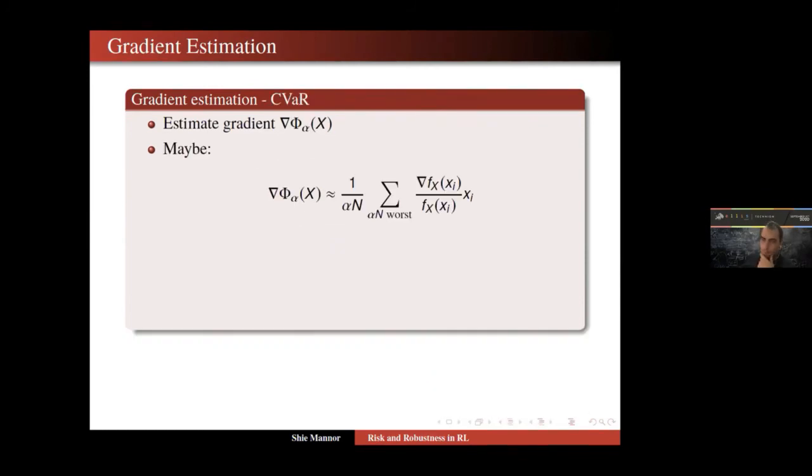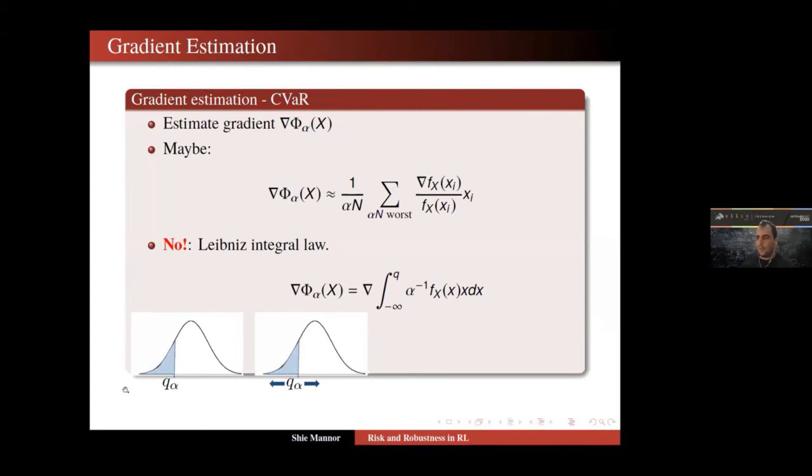So maybe if you want to do the same for a CVaR, maybe we can take the gradient to look at alpha and worst samples, and then just sum those guys up. So exactly the same expression that we had before. But this does not work. And the reason that it does not work is because of Leibniz integral law. This is, I remind you, calculus 1 or 201.